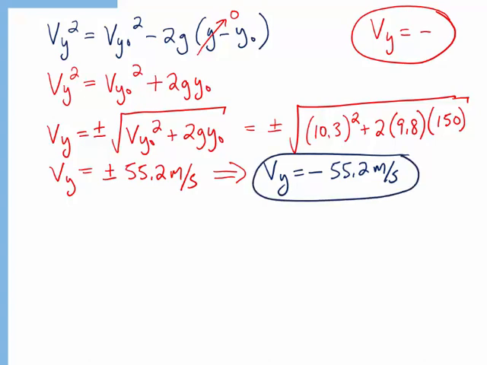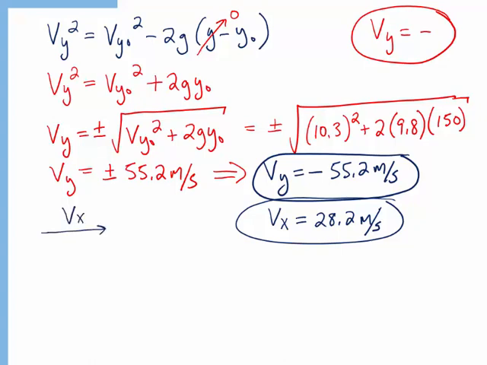So now we have the two final components. We have Vy is equal to negative 55.2, and from before we know that the final x component is 28.2 because it was equal to the initial. The last thing we have to do then is just go through the work to figure out the magnitude and direction of the final vector. So here's what we've got. We've got Vx, we've got Vy. We can see that Vy is a bigger component than Vx. So we know that when we're looking for V, we can see that theta is going to be a negative angle and it should be bigger than 45 degrees.